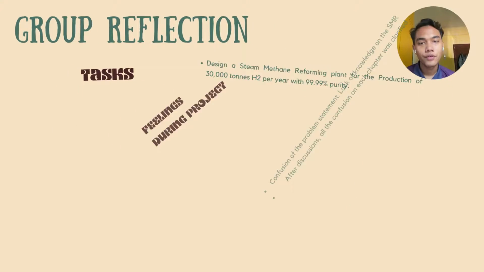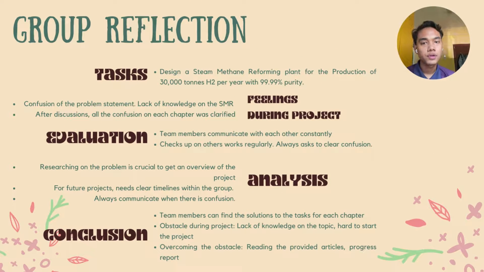Thank you. And now for the group reflection. First of all, we needed to design a steam methane reforming plant for the production of 30,000 tons of H2 per year with 99.99% purity. During the project, we felt confused by the problem statement and lacked knowledge of the SMR plant. After a few discussions, the discussions on each chapter were clarified.